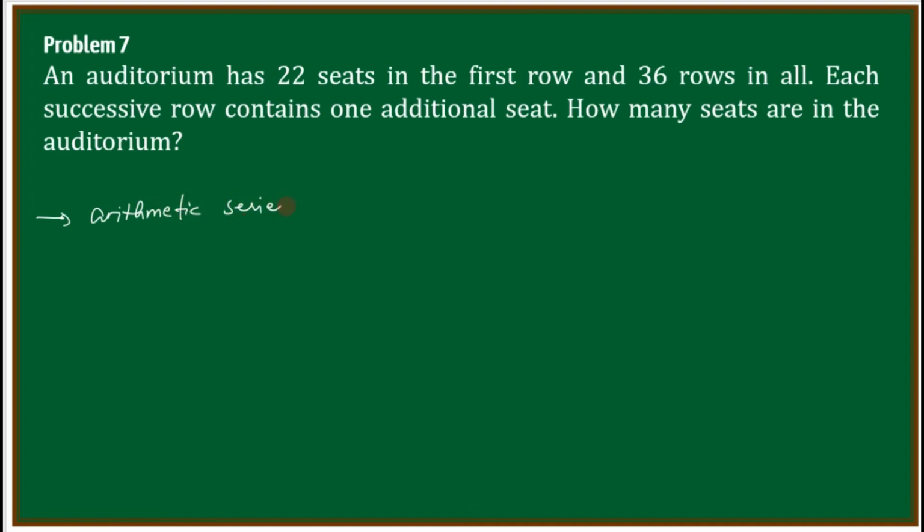So, ang gagamitin na naman nating formula ay yung S sub n equals n over 2 times 2a sub 1 plus n minus 1 times d. So, identify natin ang given. An auditorium has 22 seats in the first row. So, yan yung A sub 1, 22. Then, there are 36 rows in all. So, yun yung N, 36. Then, each successive row contains one additional seat. So, the common difference is 1.